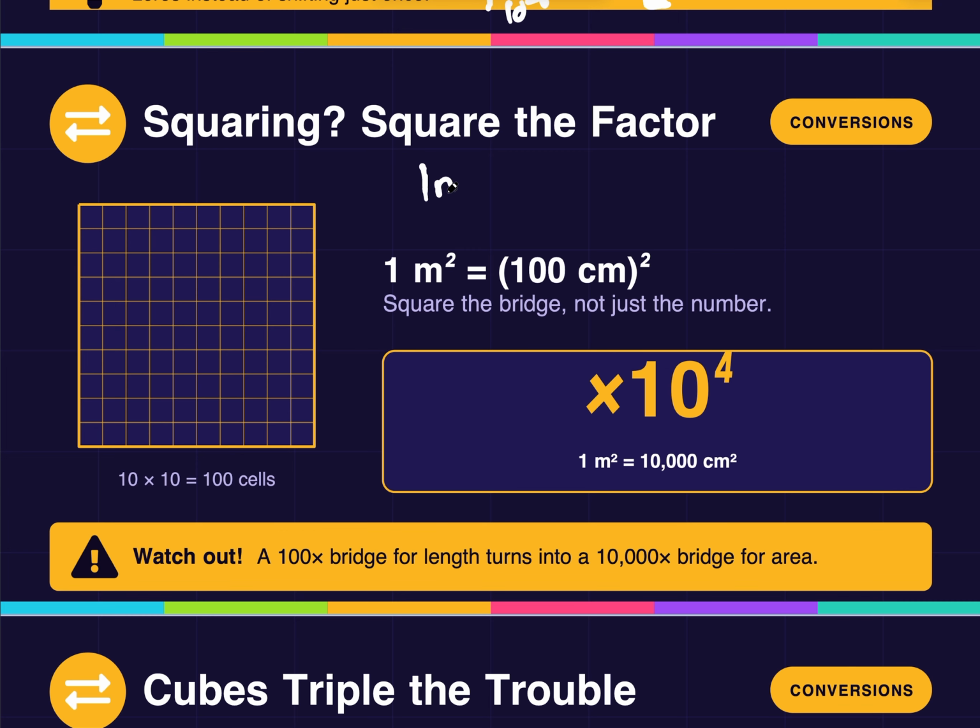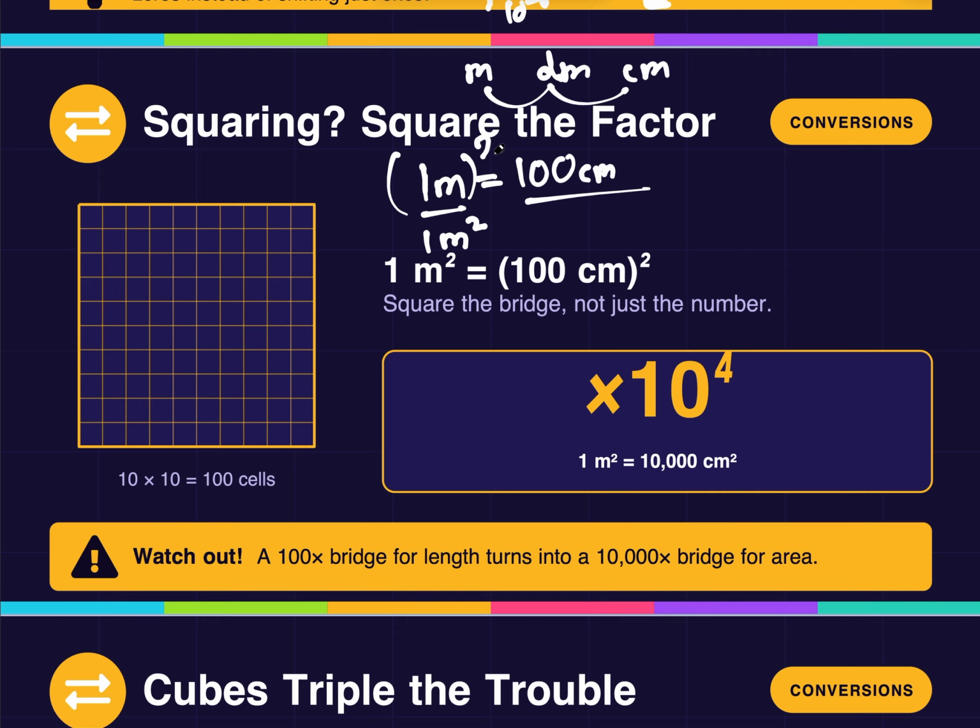There are weird conversions, though. You can say 1 meter is equal to 100 centimeters because, meter, decimeter, centimeter, right? How many tens between them? 10, 10. So 1 meter is 100 centimeters. But what about 1 meter squared? Well, I just have to do a bunch of algebra for that. I would square both sides, right? So 1 squared is 1, and meter squared is just 1 m squared.